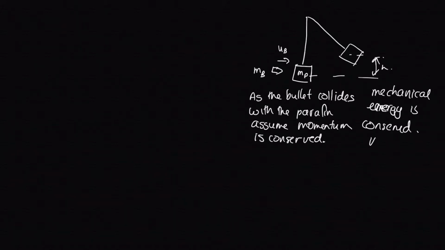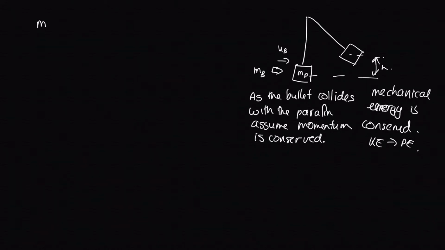So we've basically got kinetic energy being converted into potential energy. Okay, so let's write down the equation to describe this first step. We've said that the momentum is conserved. So the initial momentum: the paraffin is stationary, so the momentum is all in the bullet.